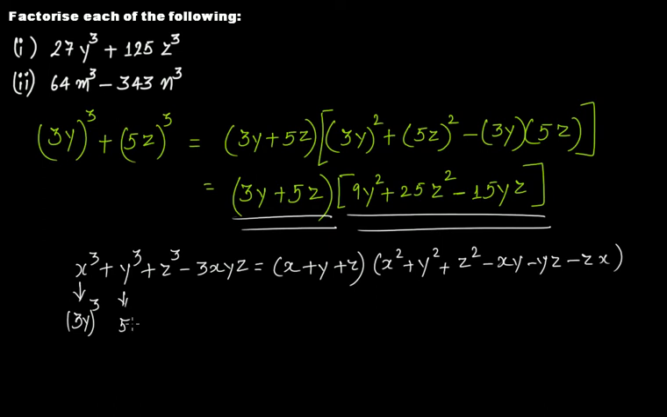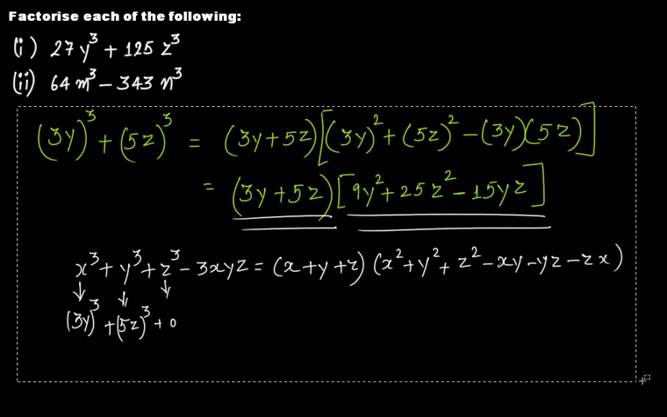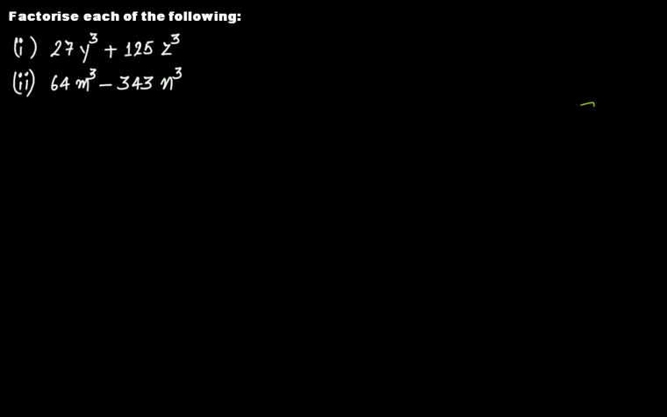So this becomes 5z whole cubed. And at the place of z, you don't have a third cubic number here, so simply put 0. As you put 0, and as we discussed here, you can derive the answer for this one. In the second one, this is simple.